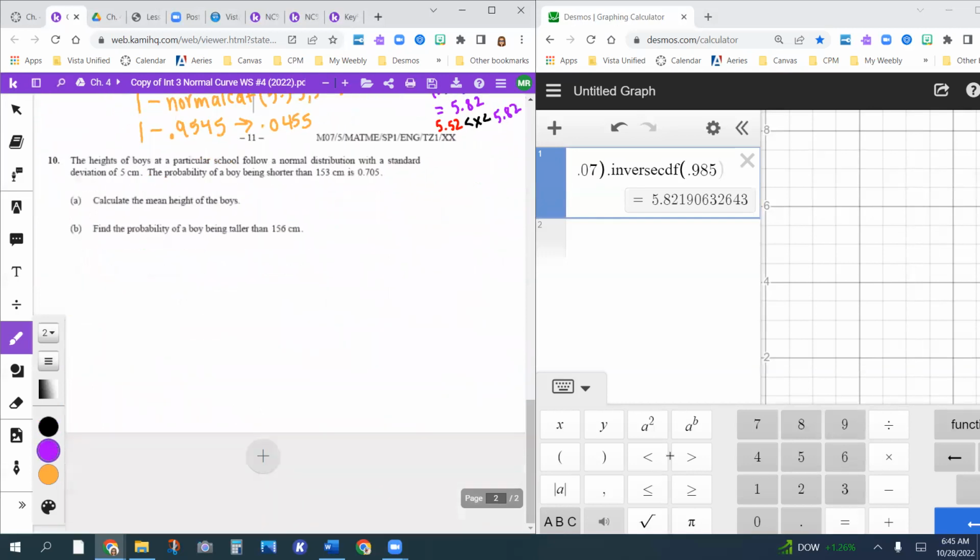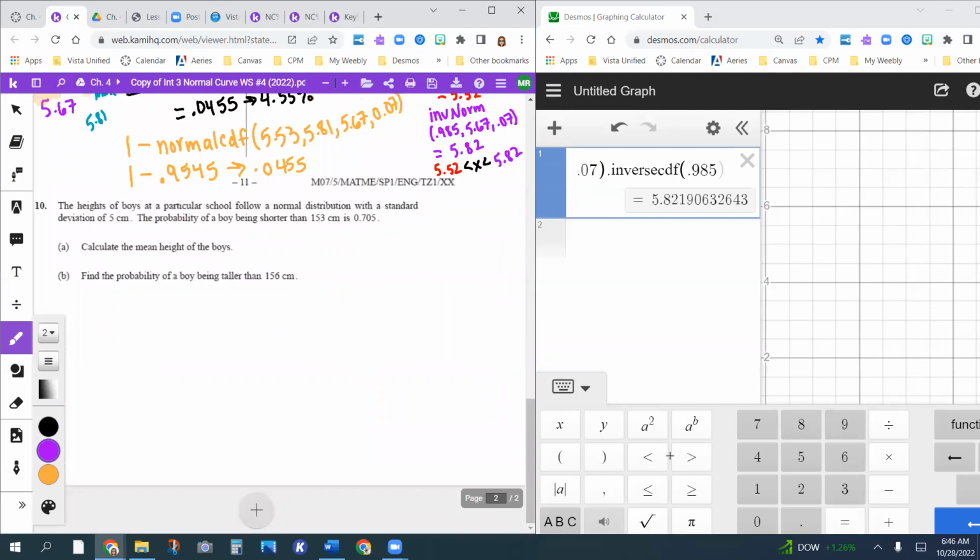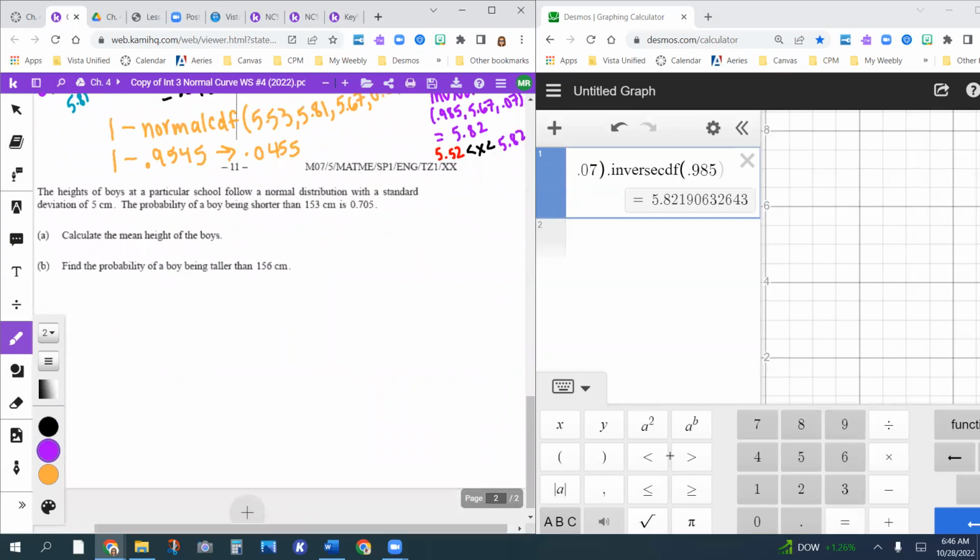Okay. The height of boys at a particular school follows a normal distribution with a standard deviation of 5 centimeters. The probability of being shorter than 153 centimeters is 0.075. Okay, so we need to find the mean. We don't know the mean. We do know the standard deviation is 5 centimeters.